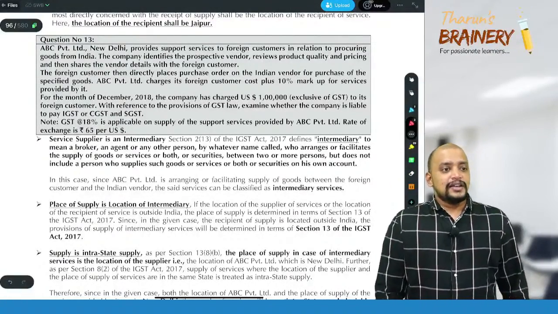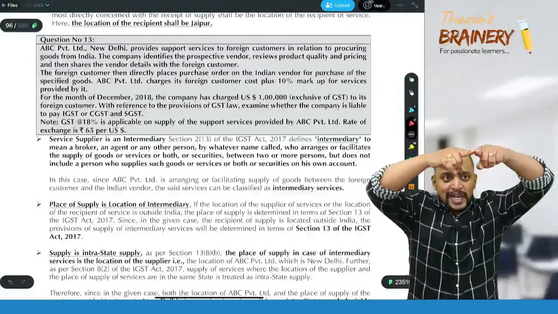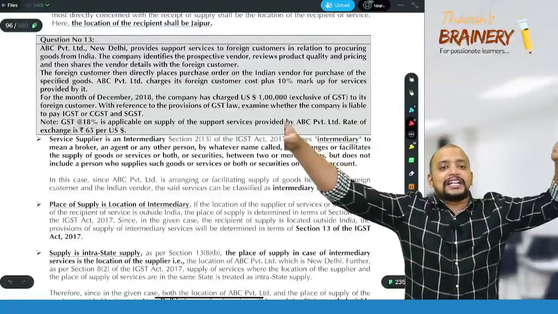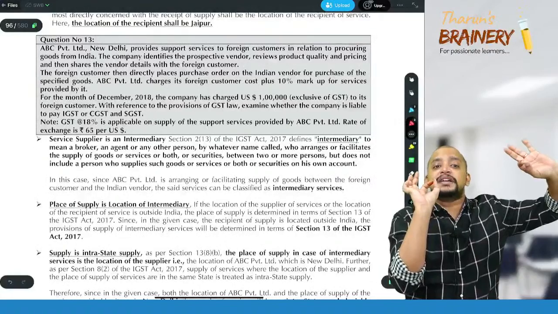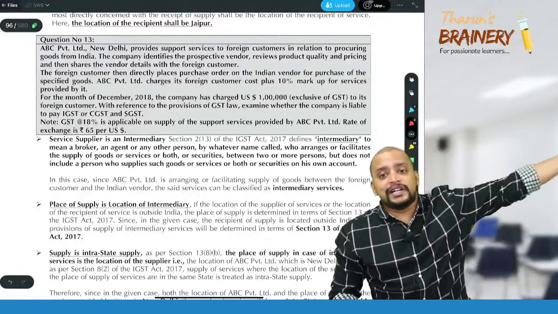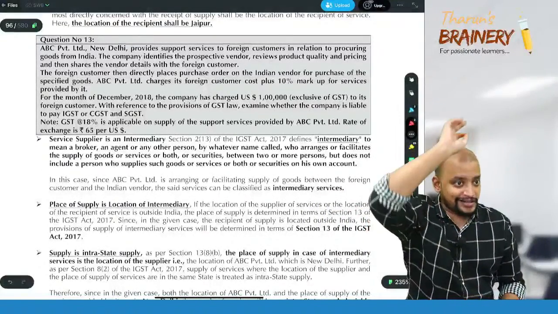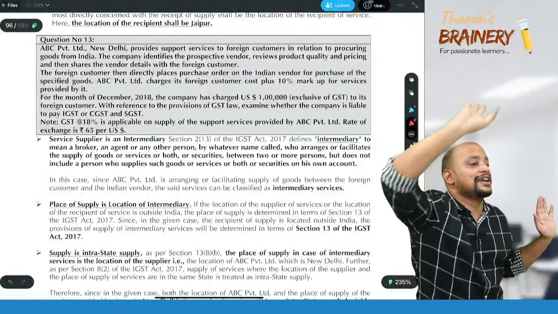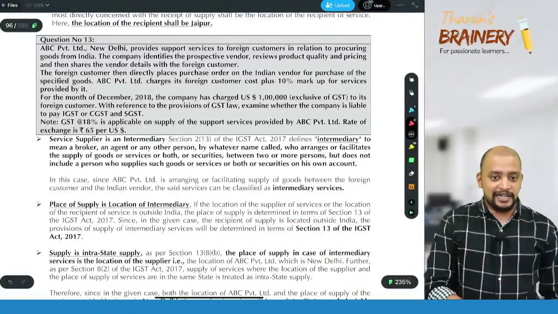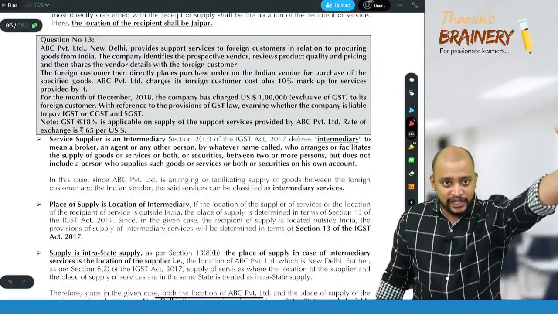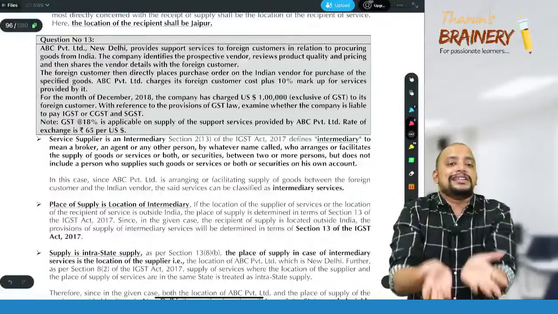So when will it be called an intermediary service? I told you, when there is one activity, and for that activity one person arranges or facilitates, then it is known as intermediary service. Outsourced work will not be treated as intermediary service. Like that we learned one point, that is the circular. Previously outsourced work was also treated as intermediary service, but now no, outsourced work will not be treated as intermediary service. There is one transaction between two parties in which you are facilitating or arranging the transaction.